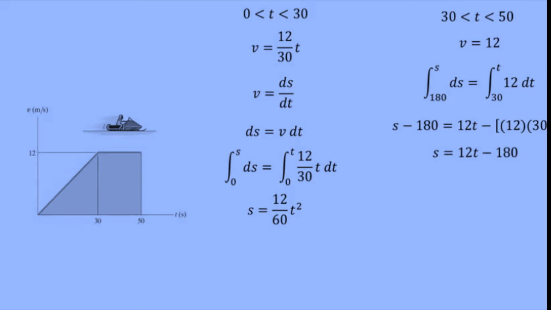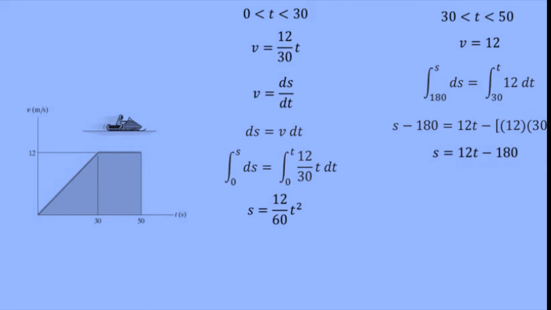Remember to use the equation that corresponds to the correct time. What I mean is, in this example, if the question asks how far you travel in 25 seconds, we need to use the first displacement equation because it represents the displacement for 0 to 30 seconds. If asked for the distance traveled in 40 seconds, then we need to use the second displacement equation.